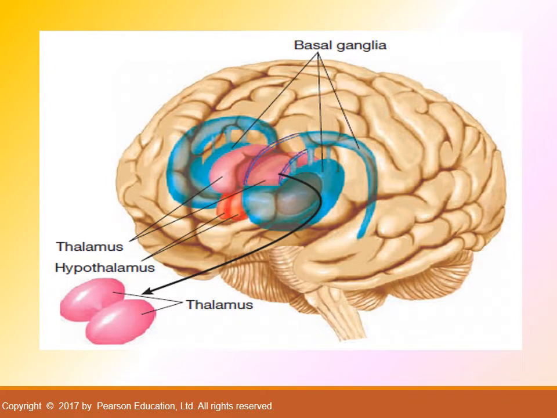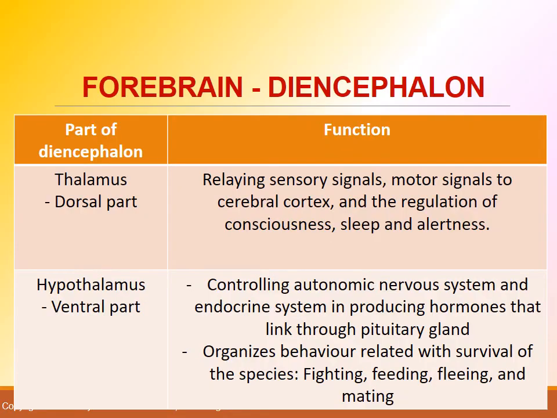Next we'll see a picture of the location of the basal ganglia. As you can see in this figure, there is the basal ganglia, which is also situated near the thalamus and hypothalamus, which are under the diencephalon. The diencephalon is the second major division of the forebrain, and it is situated between the telencephalon and mesencephalon. So I will go next to the thalamus and hypothalamus.